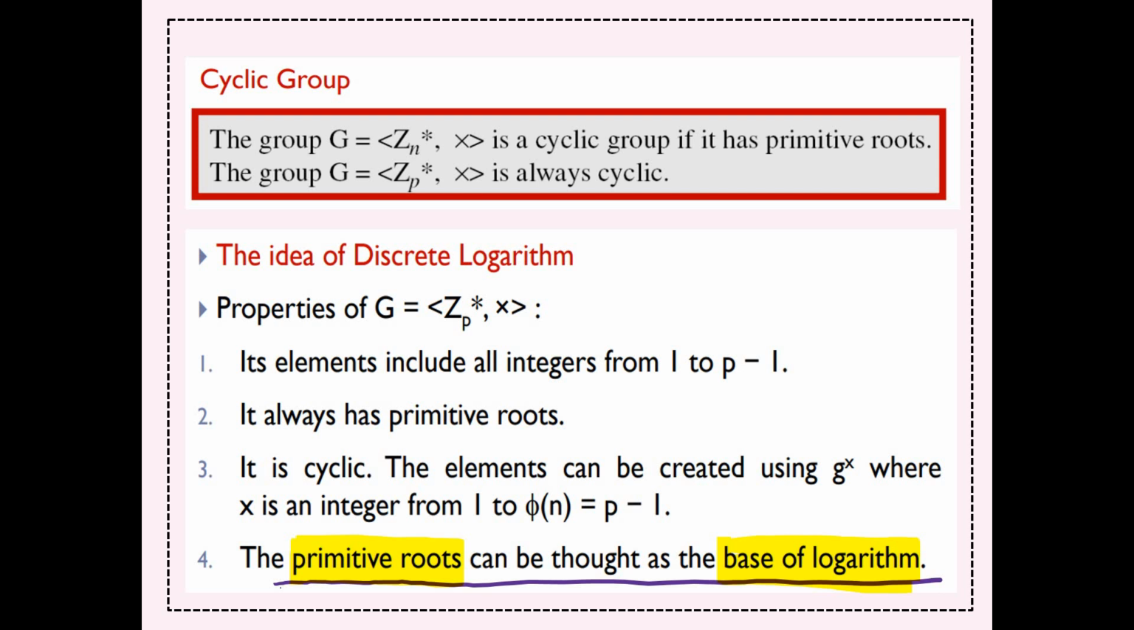You can see the primitive roots can be thought of as the base of the logarithm. So what will be the base of the logarithm? For that only, the discrete logarithm is what we are trying to calculate. These are the properties you can see. First of all, its elements include all integers from 1 to p minus 1. It always has a primitive root if this is the condition, Zp star, where p is prime, a cyclic group. In fact, this condition was already established in the previous slide. It is cyclic. The elements can be created using g to the power x, as I told you, g to the power 1, g to the power 2, up to g to the power phi n. And finally, the last conclusion is that the primitive roots can be thought of as the base of the logarithm. That's an important conclusion.